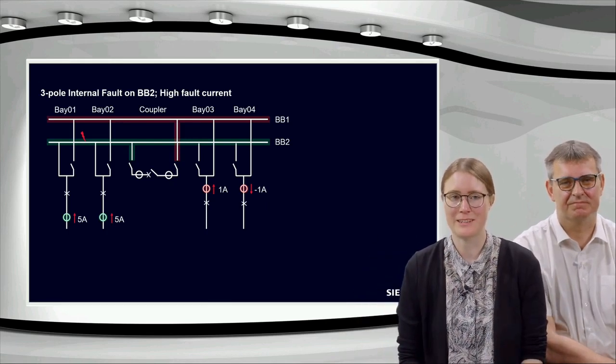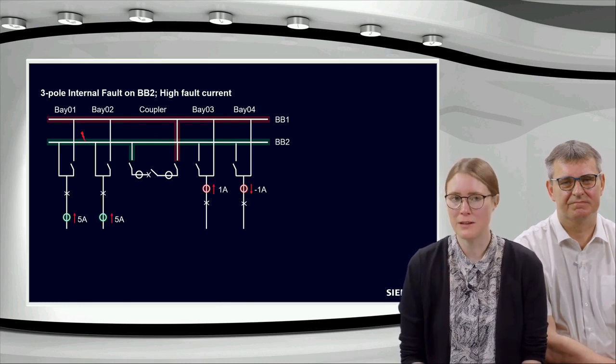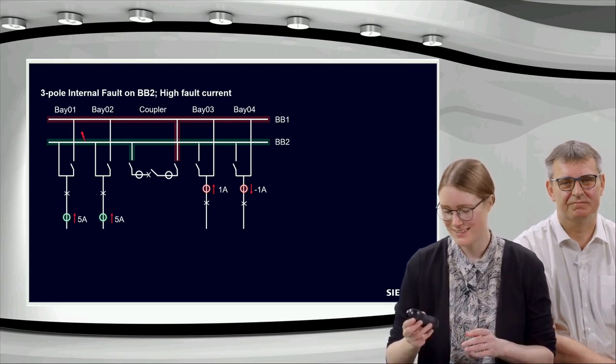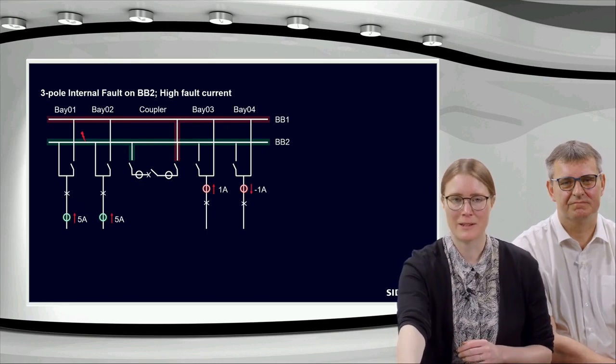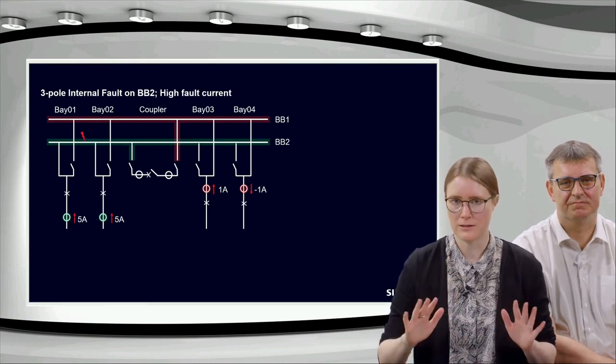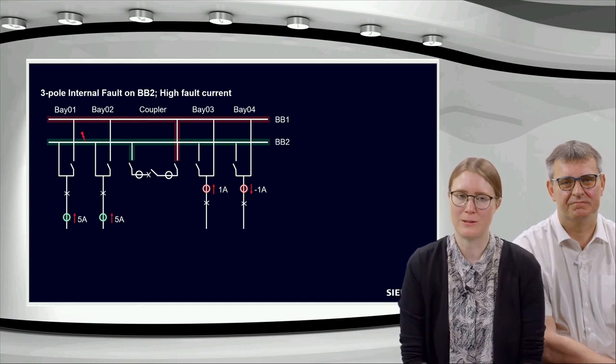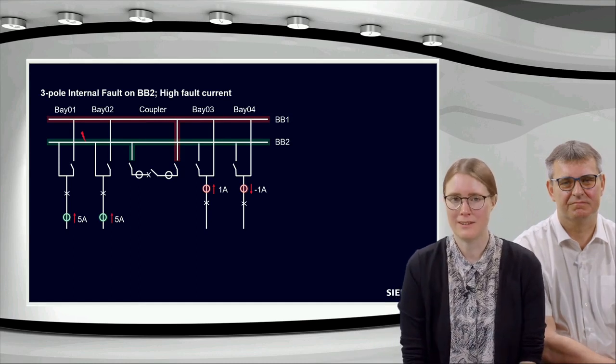So I increase here the value from 1 amp to 5 amp and turn the direction of the second CT around. So both currents are flowing towards the busbar now. And for the busbar 1, everything is still stable. So we only want to simulate a fault on the busbar 2.